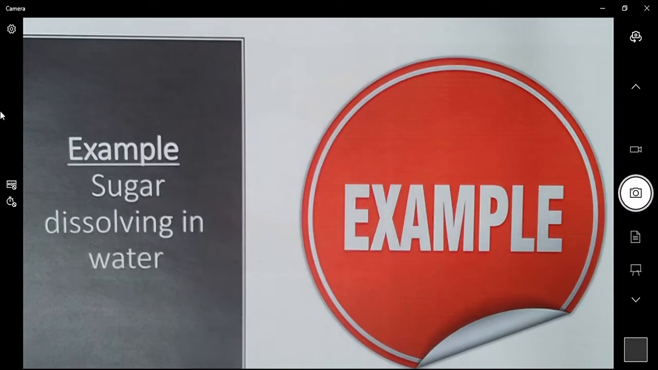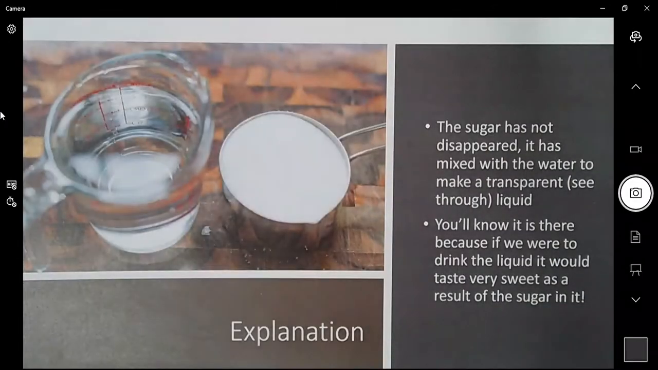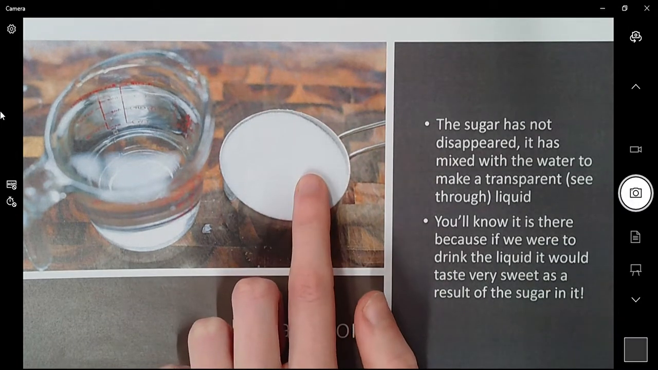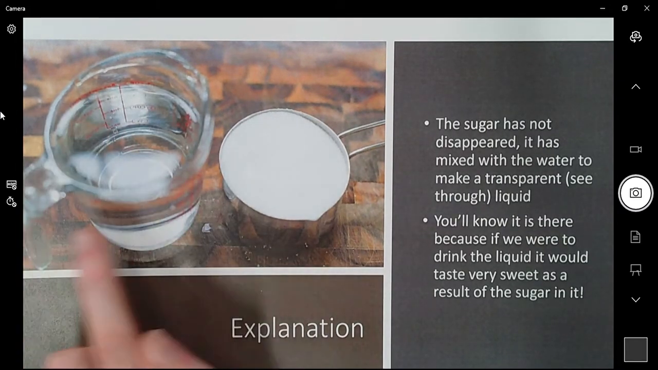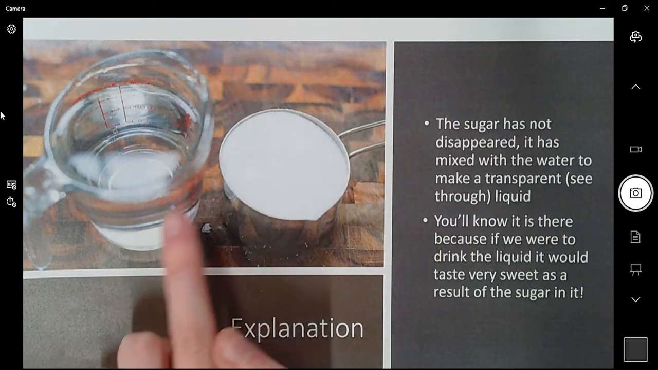So an example of dissolving would be putting sugar into water and sugar dissolving in water. That is one example. Now when I put sugar in water, it has not disappeared. It just appears to have disappeared. It seems like it has disappeared, but it is still there. It has mixed with the water to make a transparent or a see-through liquid. So if I put my sugar into the water and mix it around, the water would be still transparent. It would be see-through, even though the sugar was still there. So it would have dissolved into the water.